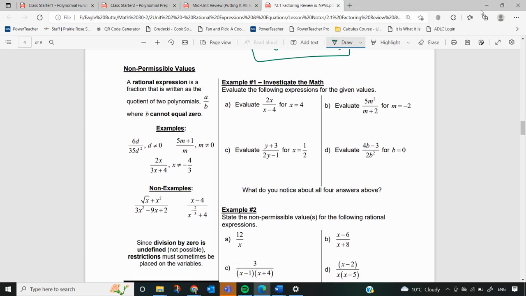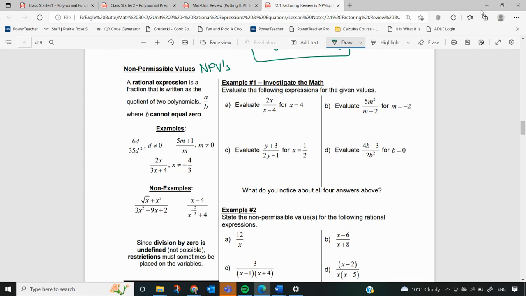All right, so we're going to move on to the new part today, and that's non-permissible values, or as you're going to see me write it most of the time, NPVs. So first of all, we've got to talk about rational expressions. This entire unit is called rational expressions and equations. Difference between an expression and an equation. Expressions, no equal sign. We just simplify expressions. Equation, equal sign. We're actually going to solve for a value of x.